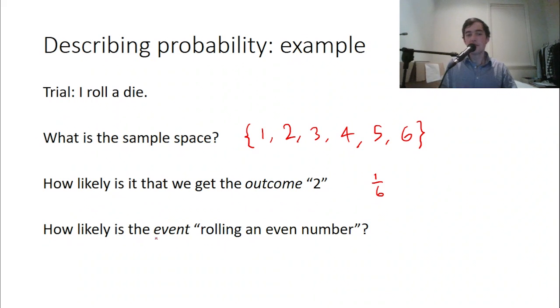How likely is the event rolling an even number? So remember, an event is a group of outcomes. So how many outcomes in our sample space are even numbers? There's 3 out of 6. So that means the probability is 3 out of 6. We'll go into exactly how I got these fractions, but you can see that it kind of makes sense. And 3 out of 6 simplifies to a half.